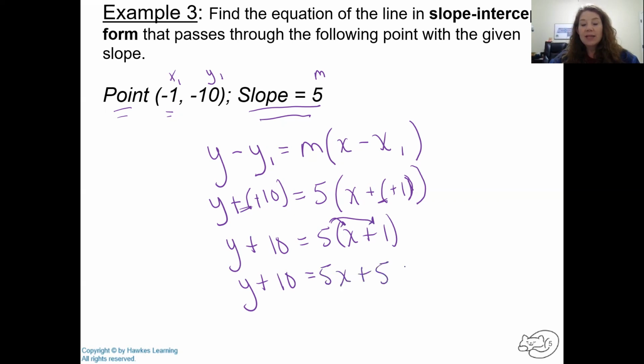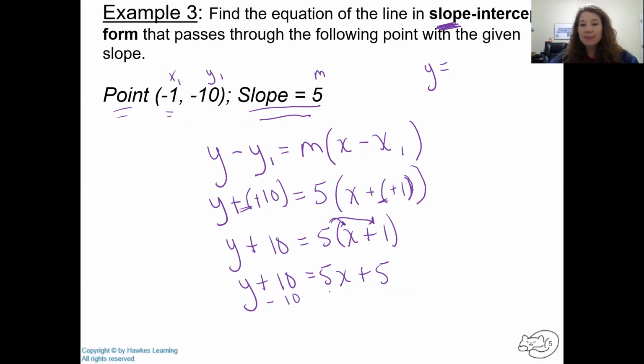And now we want slope-intercept formula, which is always the y equals formula. We want y by itself. So the only thing over here is plus 10, so we're going to subtract 10. Now we can't subtract 10 from 5x because those are unlike terms.